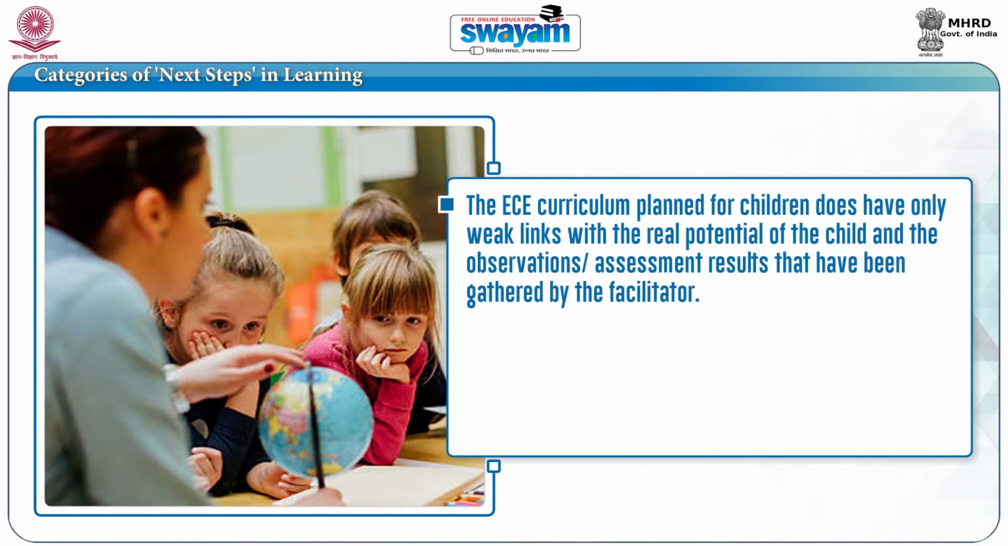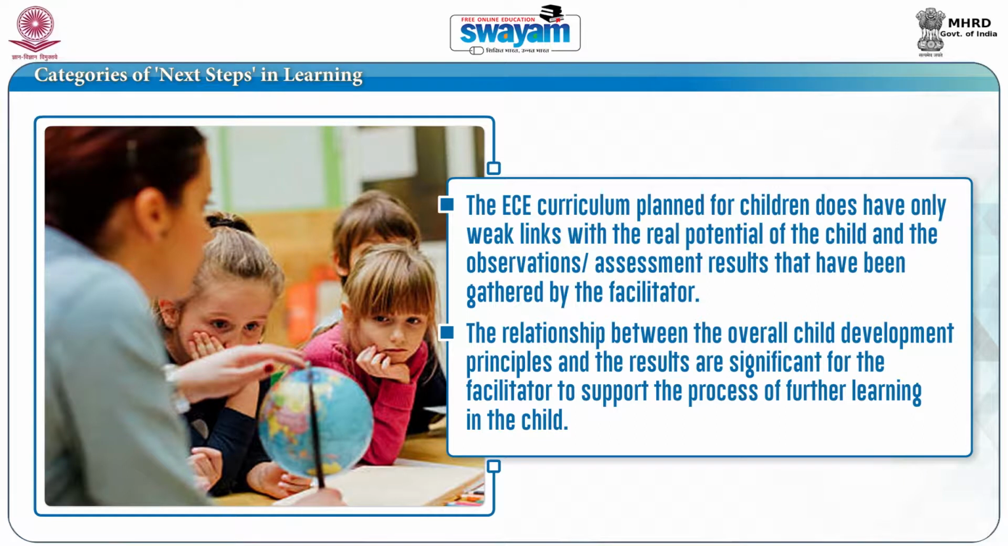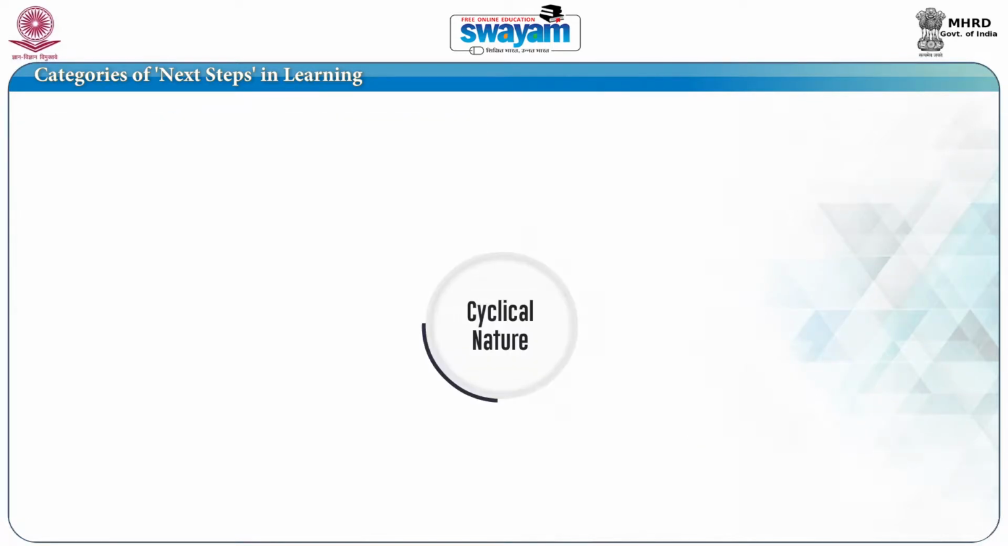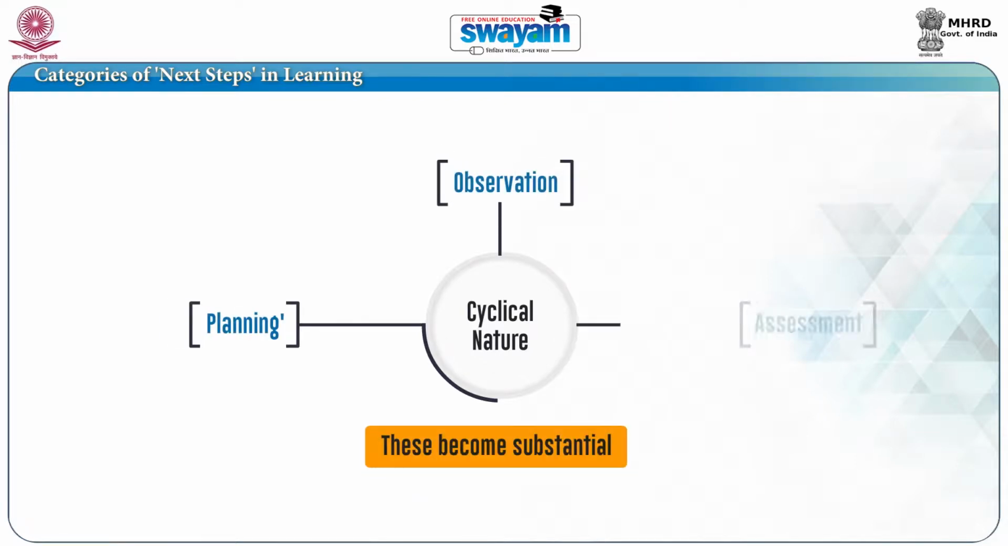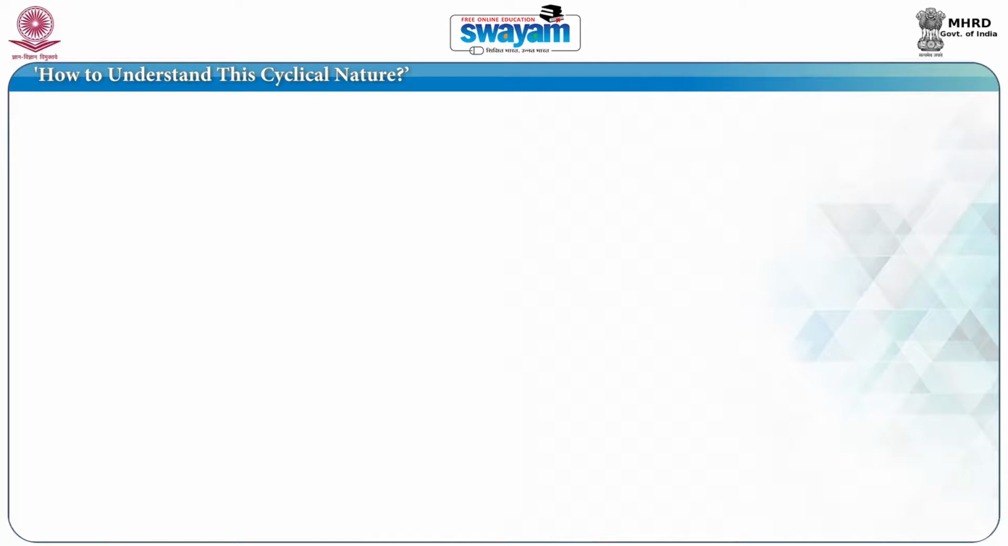Very often, the ECE curriculum plan for children has only weak links with the real potential of the child and the observation or assessment results that have been gathered by the facilitator. The relationship between the overall child development principles and the results is significant for the facilitator to support the process of further learning in the child. Hence, understanding the cyclical nature of observations, assessment, and planning becomes substantial. But how to understand the cyclic nature?